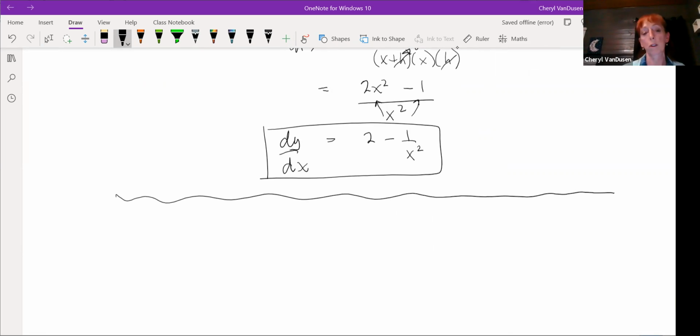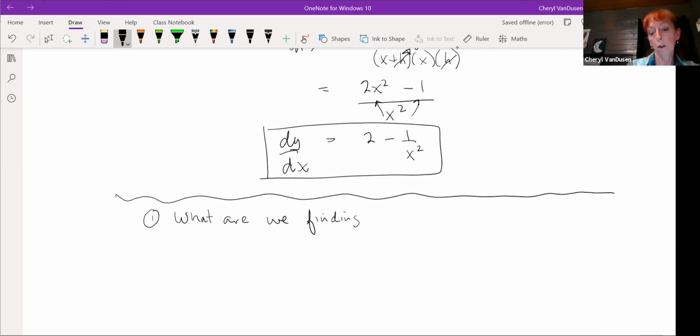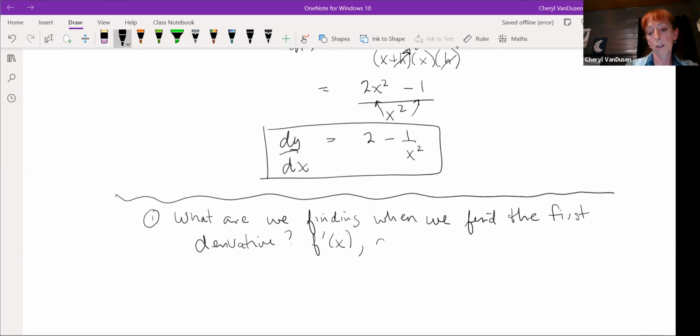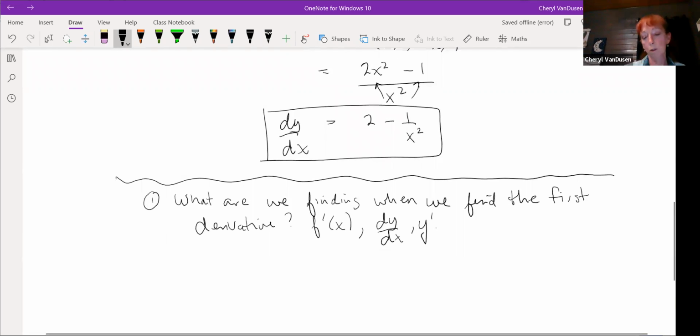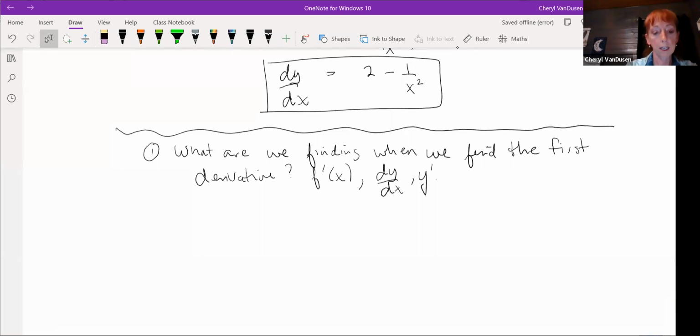I'm going to ask you actually 2 questions here and get you to think about them, and then I'll answer them. So here's question number 1. What are we finding when we find the first derivative? In other words, when we're finding f prime x or dy dx, or y prime, those all mean the same thing. What are we finding? I think you're probably going to know what that answer is. I'll cycle back in a second.